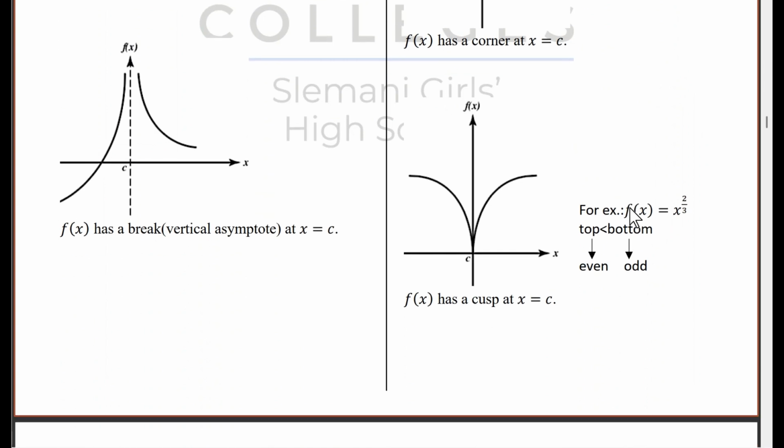And finally, we have the cusp condition. A cusp looks like a butterfly. It will be x to the power of an even number divided by an odd number, where top is less than bottom, top is even, bottom is odd, like x to the power of 2/3, 4/5, 6/7, and so on. Those kinds of functions have a cusp.